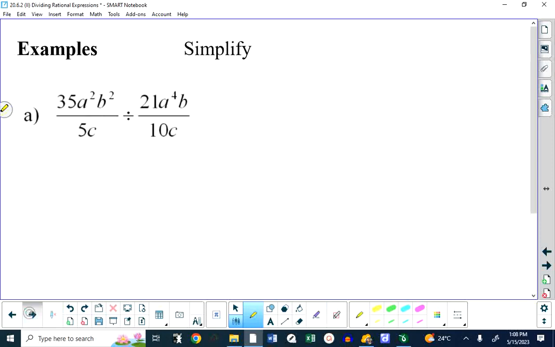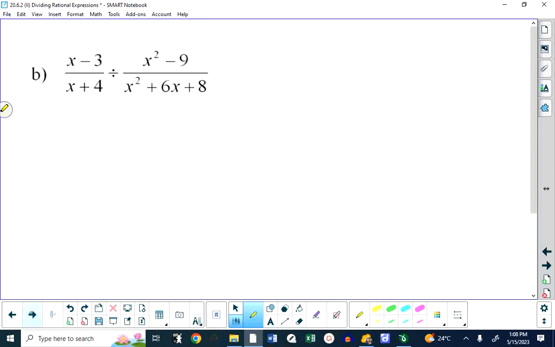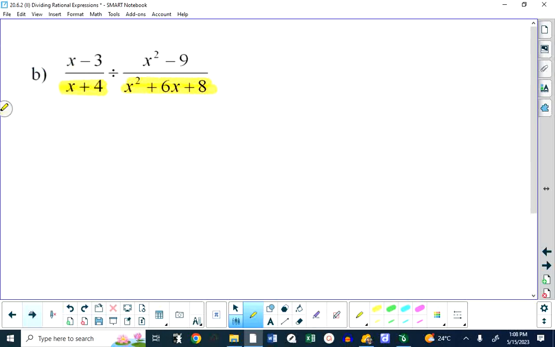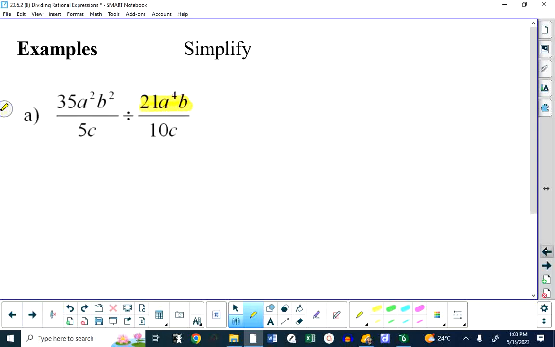So if we take a look up here, please, if I take a look at b, I'm going to highlight the things that are not allowed to be 0. This is not allowed to be 0. This is not allowed to be 0. And this is not allowed to be 0. Because if either of those denominators are 0, each of the fractions are not defined. And if the numerator of the second one is 0, then you'll be dividing by 0. Because the whole fraction will become 0. This is not allowed to be 0. This is not allowed to be 0, neither is that.